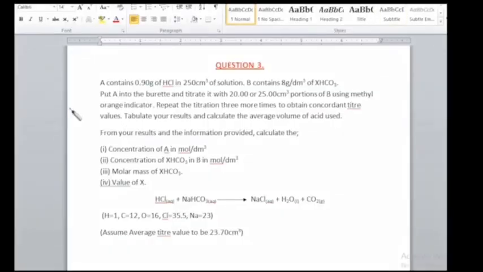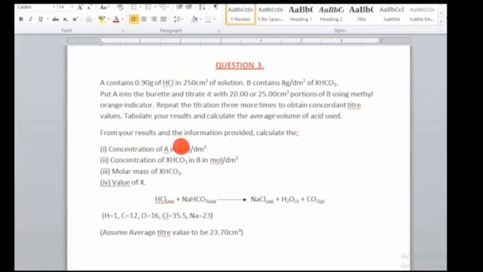For our question 3 now, A contains 0.90 grams of HCl in 250 cm³ of solution. B contains 8 grams per dm³ of XHCO3. Put A into the burette and titrate with 25 cm³ portions of B using methyl orange indicator. Repeat the titration 3 more times to obtain concordant titre values. Tabulate your results and calculate the average volume of acid used.